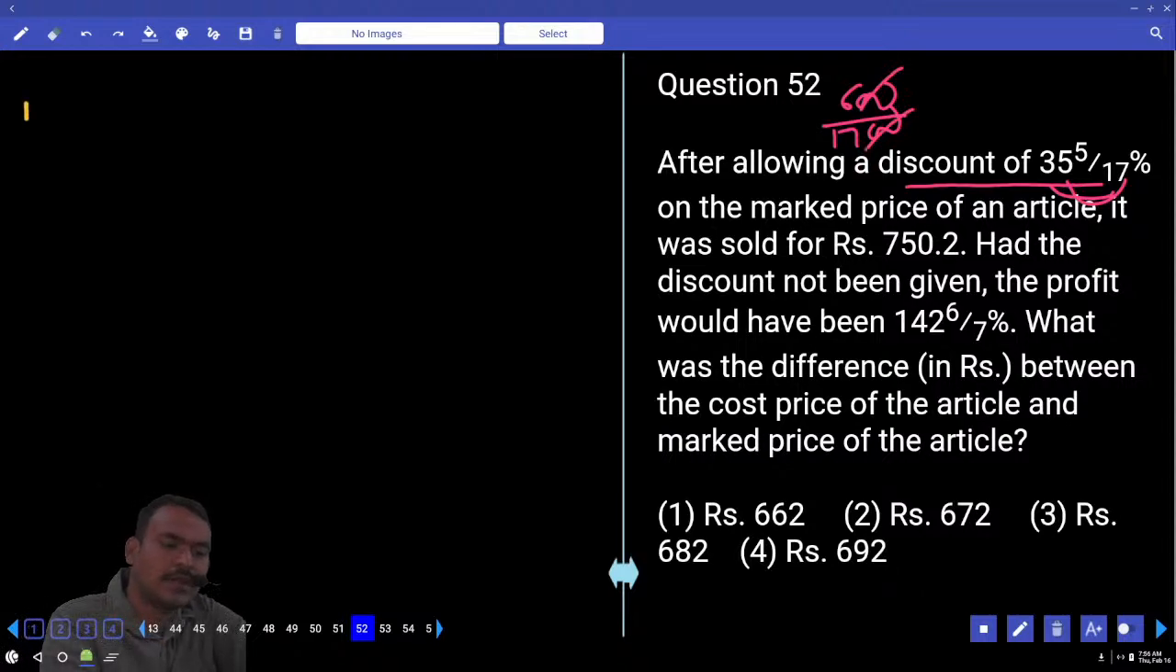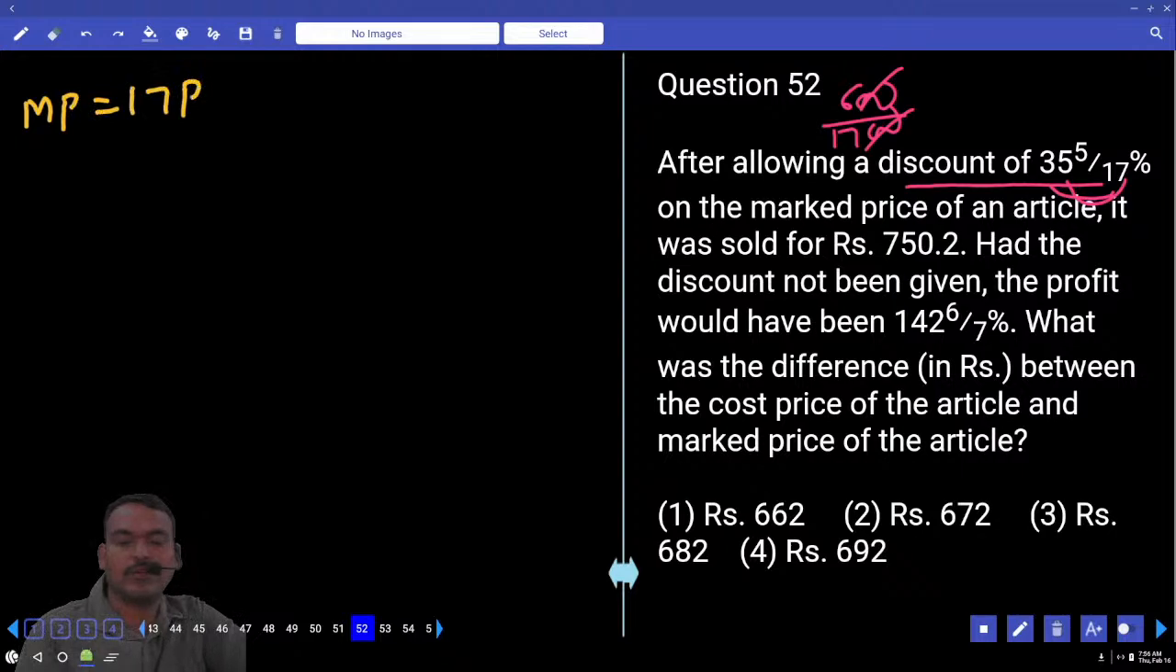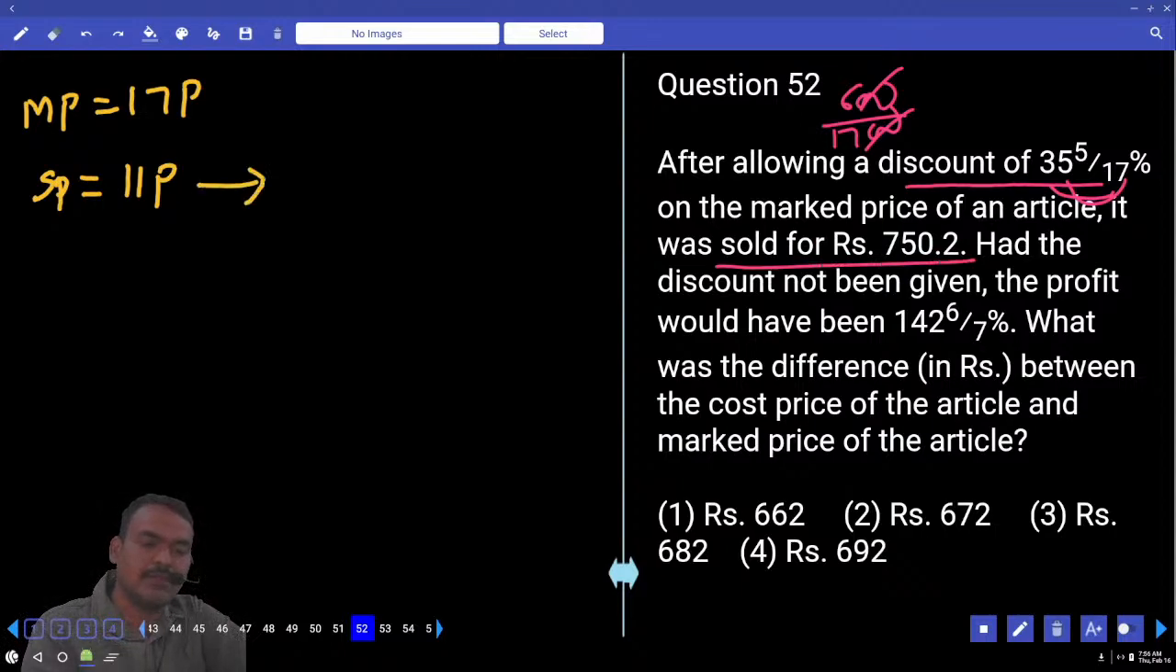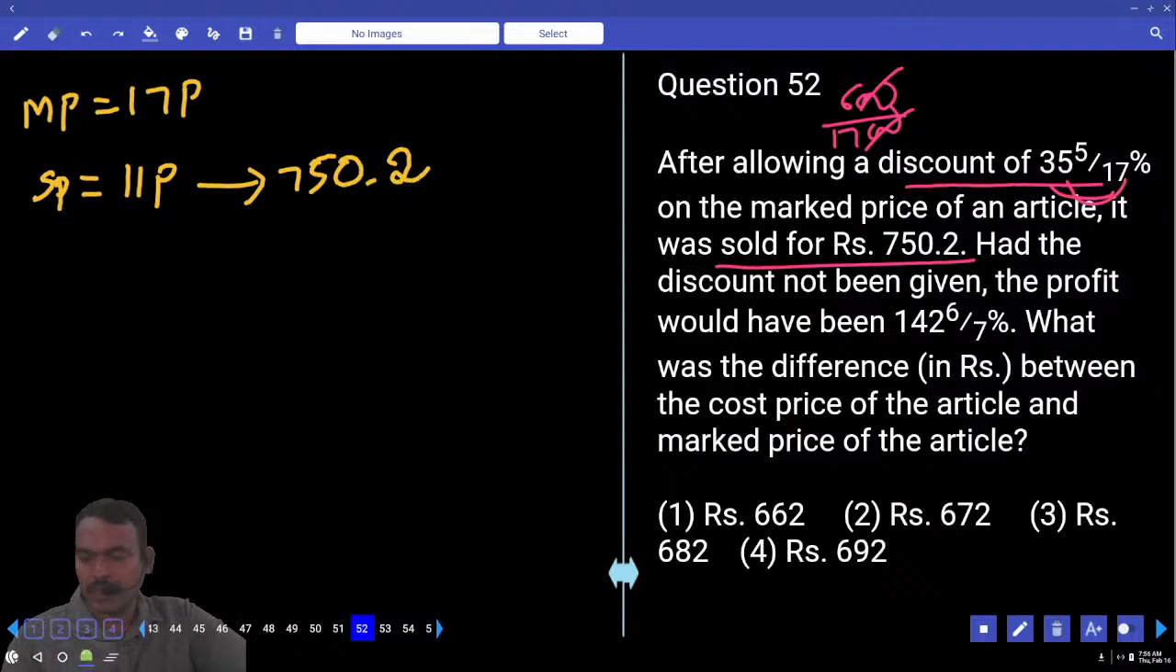Then market price is how many parts? 17 parts. Discount is how many parts? 6 parts. Then selling price is 11 parts. Out of 17 parts, 6 parts discount means selling price is 11 parts. And it was sold for how many rupees? 750.2. So selling price is 11 parts, equal to 750.2.